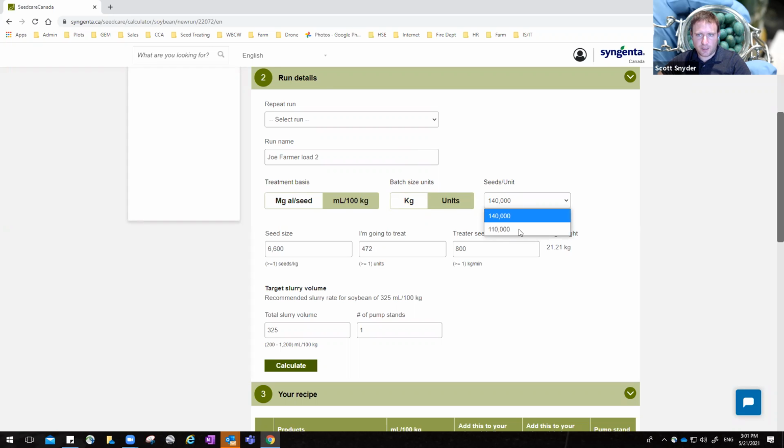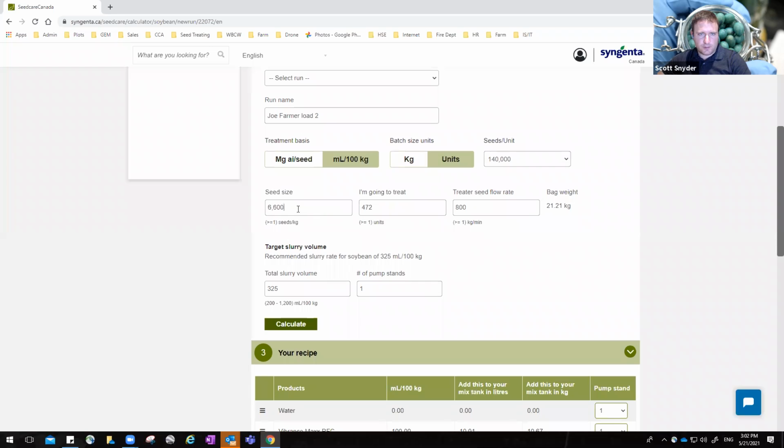Now these are NK denominations, but if you have a different one that has a different seed count per unit, you can just leave this as whatever, and the only thing it's going to throw off is this bag weight here. So you just have to know that if you don't have the right number in here, the bag weight's going to be off, and you can't really trust that.